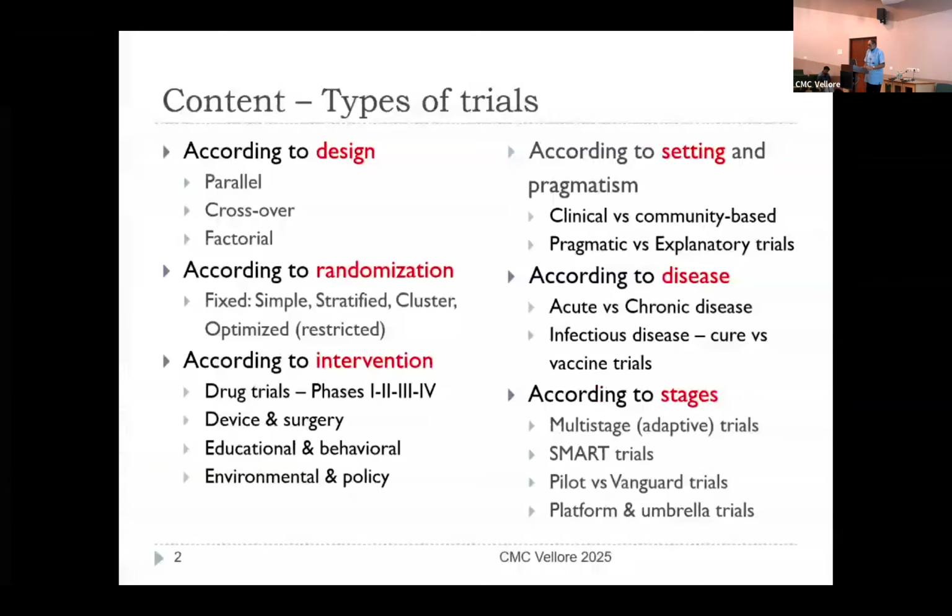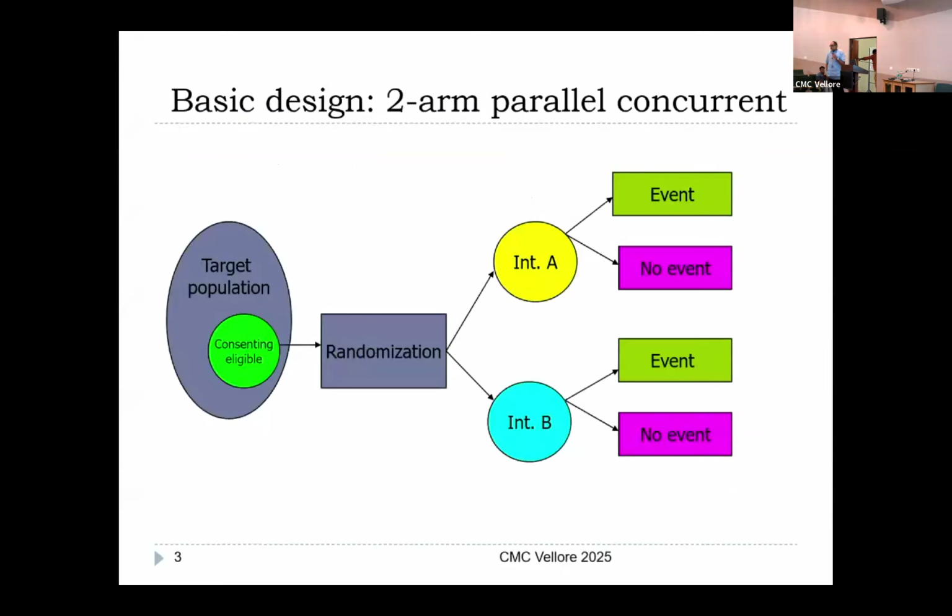We touched on these a little bit. So there's multiple different types of trials, right? They're classified differently by different classification thinking: by design, by how they were randomized, by the type of intervention, by the setting, by the disease that they were looking at, and by the stages. So we'll try to go over this in this session.